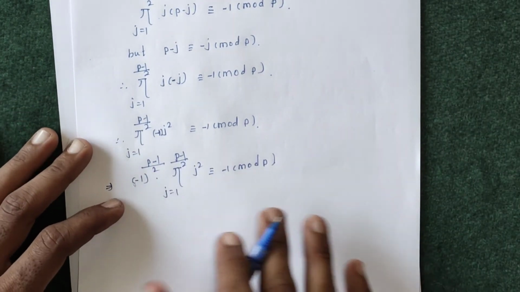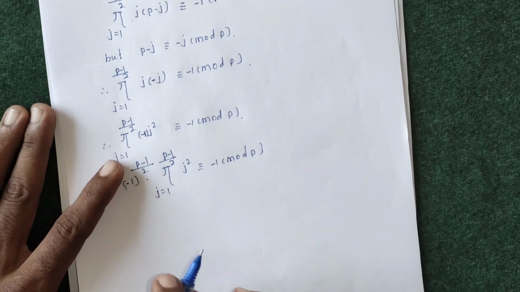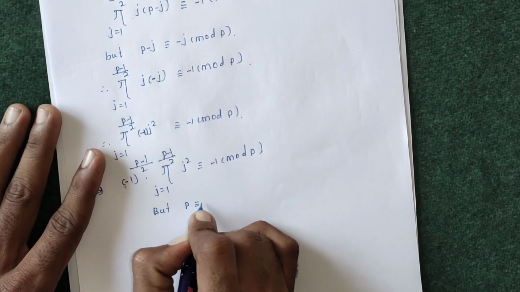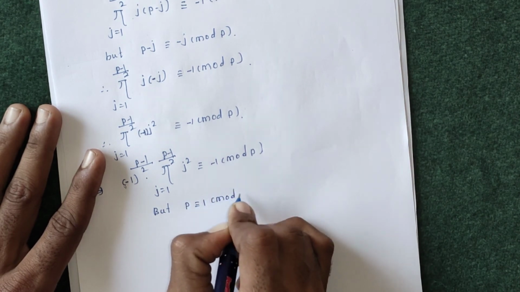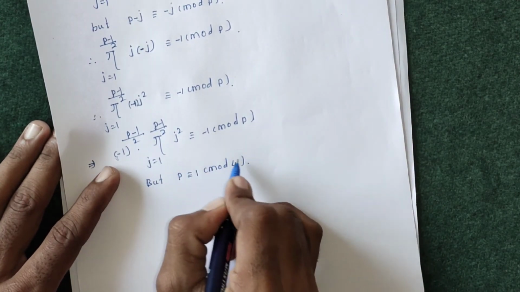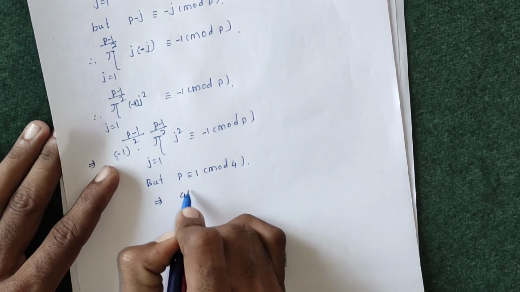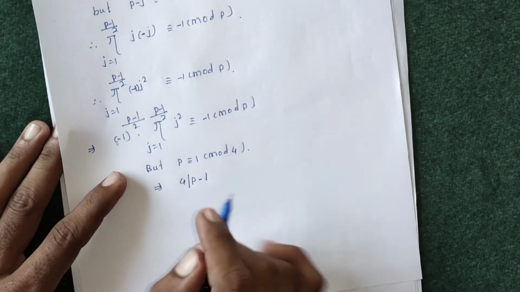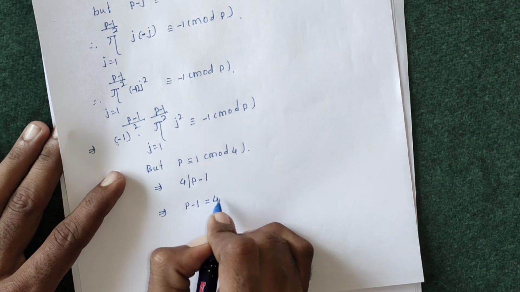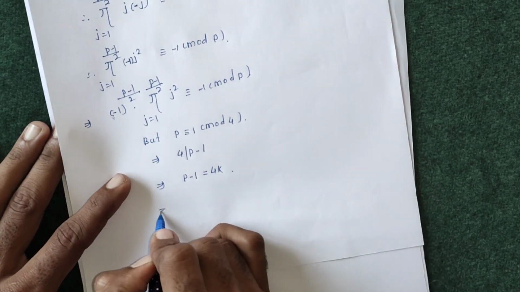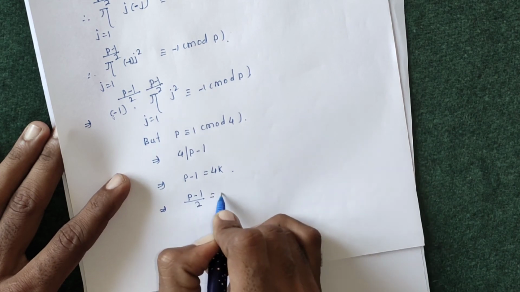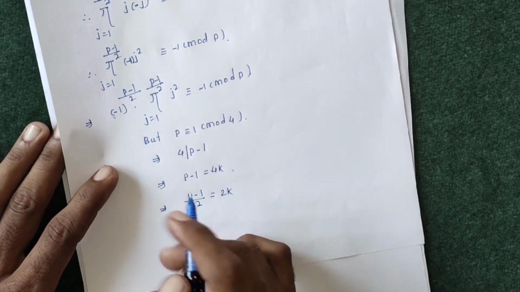But by assumption p is congruent to 1 mod 4. So using the definition of congruence, here we get 4 divides p minus 1. So by using the definition of divisibility, we can write p minus 1 equals 4k, or we can write (p minus 1)/2 equals 2k, since dividing both sides by 2 we get this.